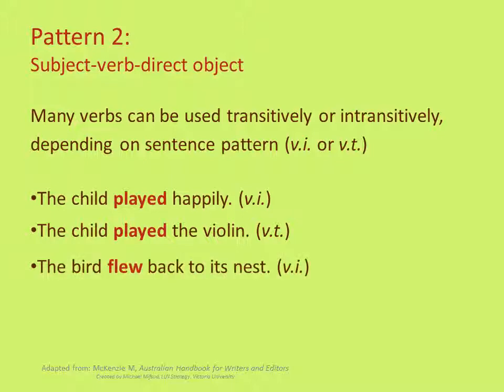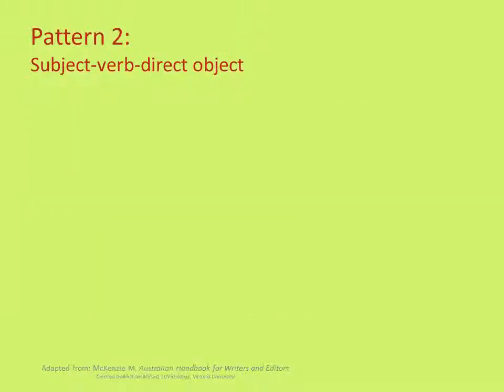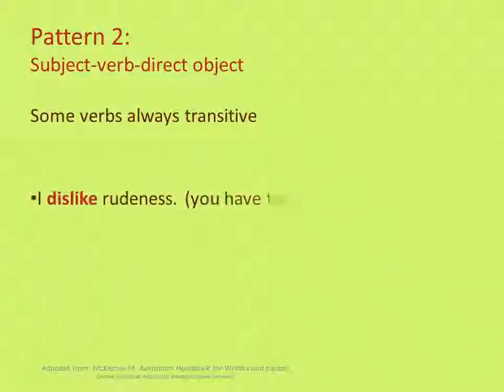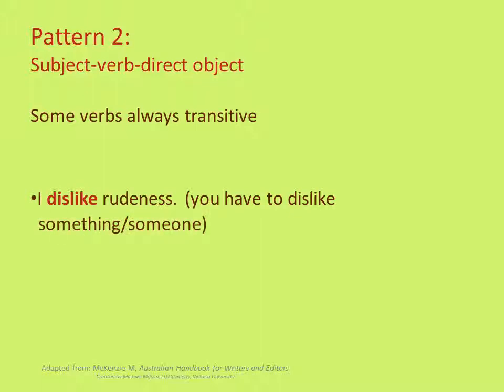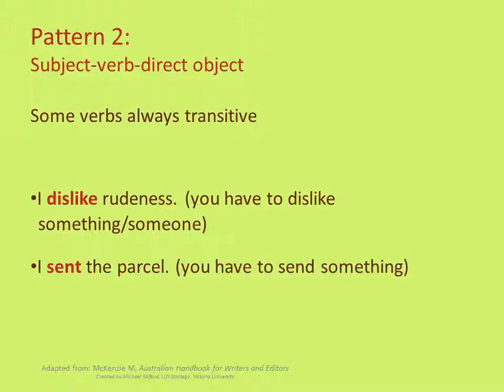The bird flew back to its nest. Intransitive verb flew. I flew a kite for the first time. Here the transitive verb flew. Some verbs are always transitive. I dislike rudeness. I sent the parcel.